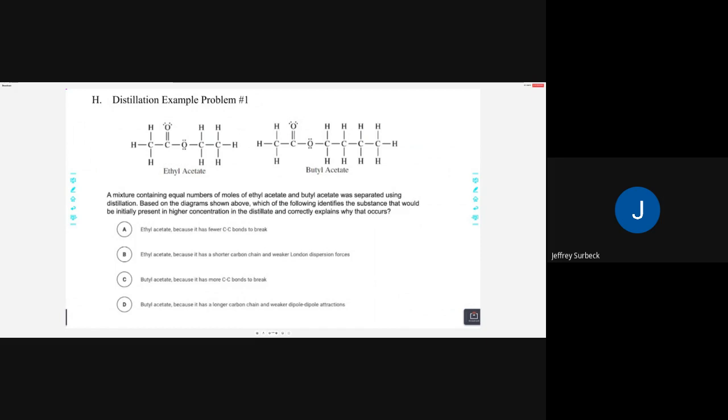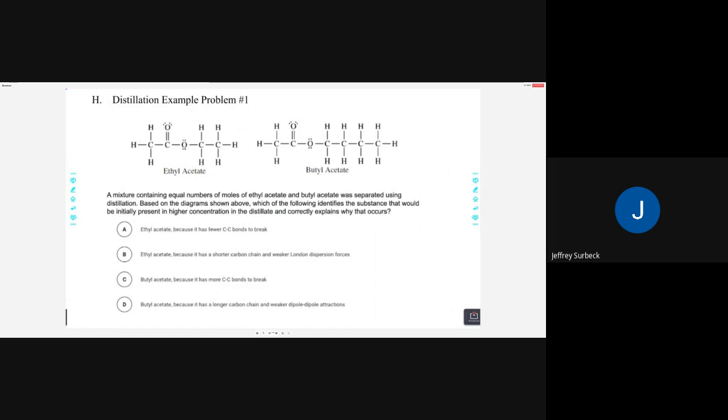It says a mixture containing equal number of moles of ethyl acetate and butyl acetate was separated using distillation. Based on the diagram shown above, which of the following identifies a substance that would be initially present at higher concentration? What that is trying to get you to do is identify which one would have the lower boiling point, and then why. So we look at both of these things.